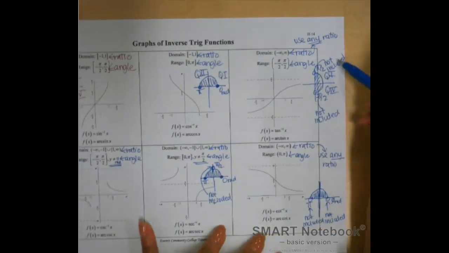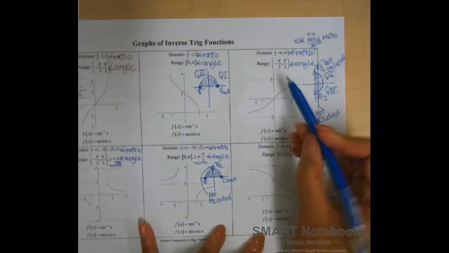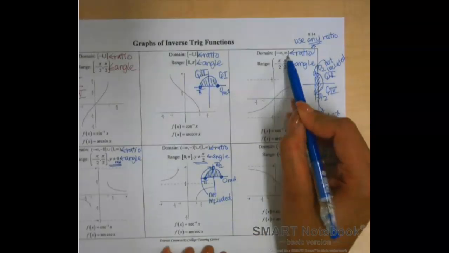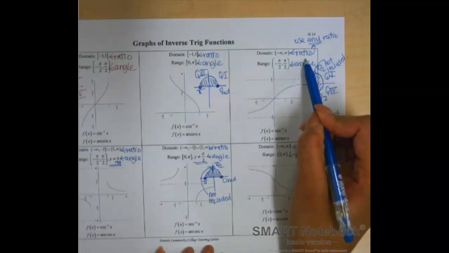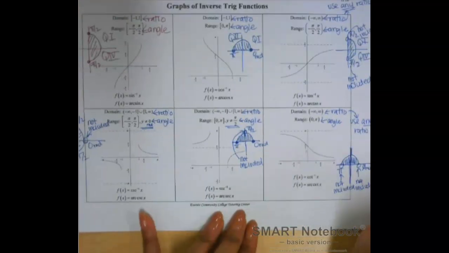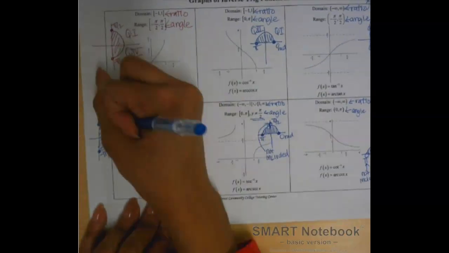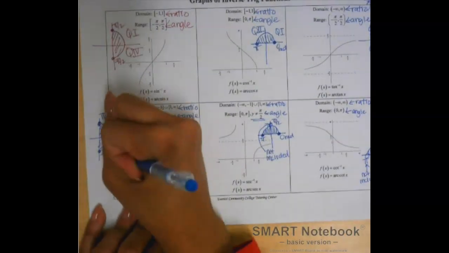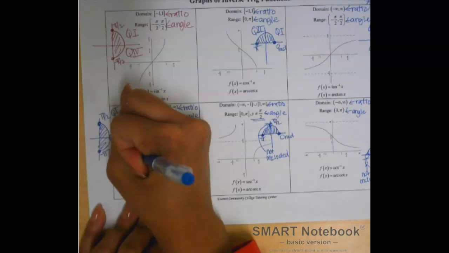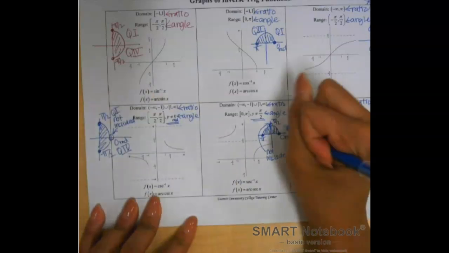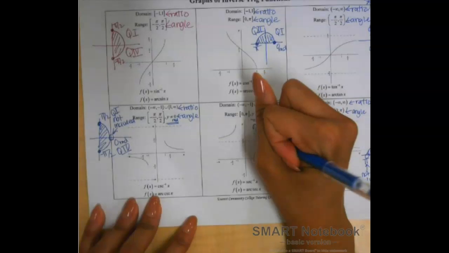Same thing here. I labeled out what was included, what was not included, and especially when you have an interval from negative infinity to positive infinity, you can use a ratio, really any ratio. That's why I underlined any. And then same thing down here. I'm just going to go through each of them and label this one as quadrant 1, quadrant 4. Quadrant 1, quadrant 2, and same thing here, quadrant 1 and quadrant 2.